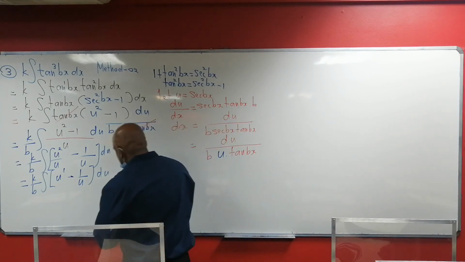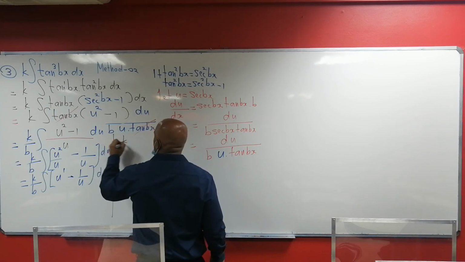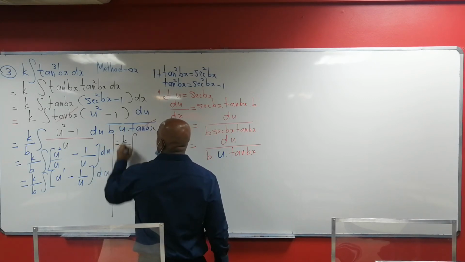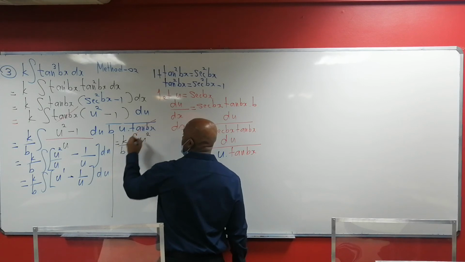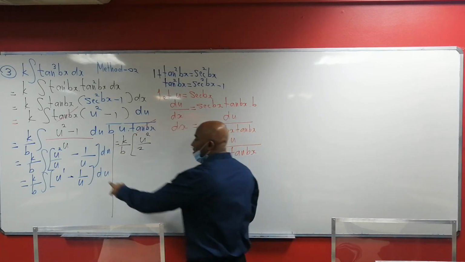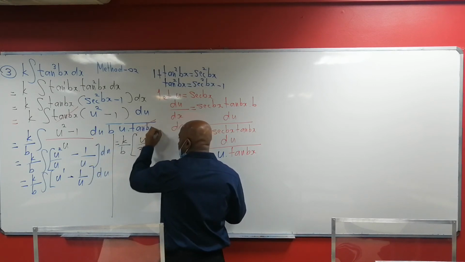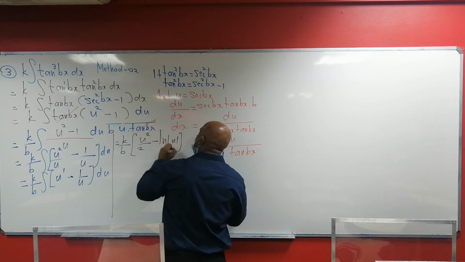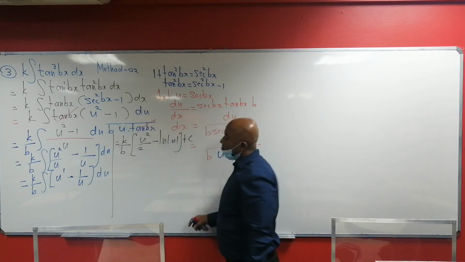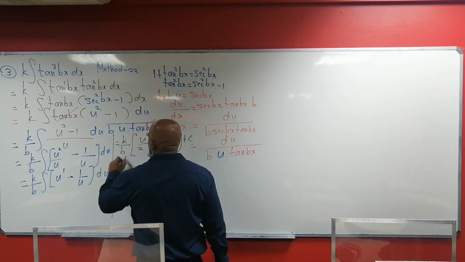So we integrate with respect to u. So that will be 1 plus 1, which is 2 over 2. Integrate 1 over u. This is your division exact derivative, the one that we just did now. So that's going to be minus ln u plus c. And you're done. Don't forget to substitute back for u.